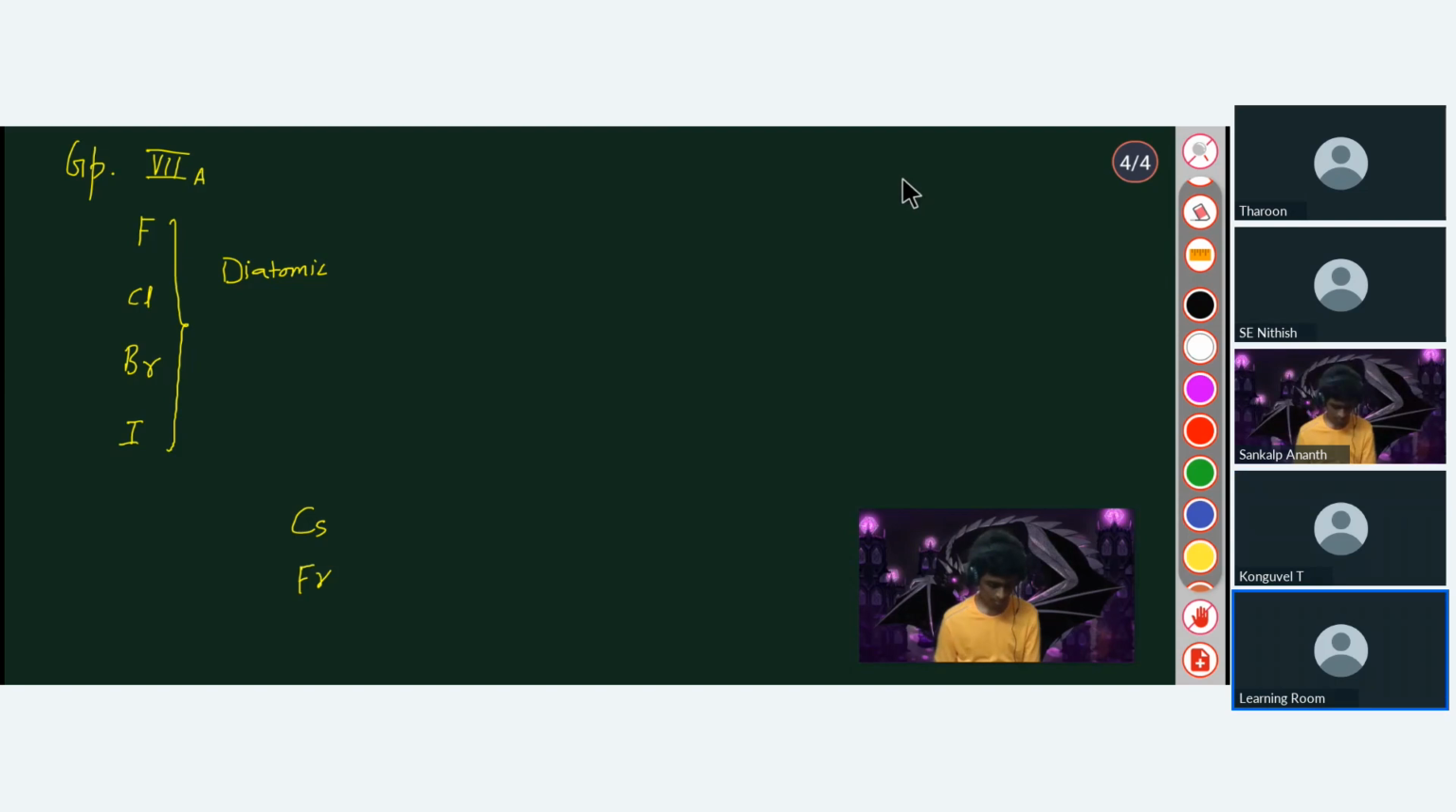That is why we are studying the limitations. There are limitations in Mendeleev's periodic table. Then we have the modern periodic table, in which all these limitations will get removed.